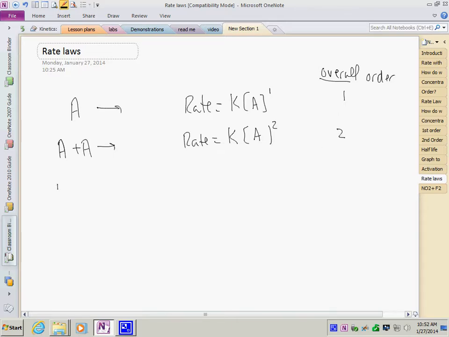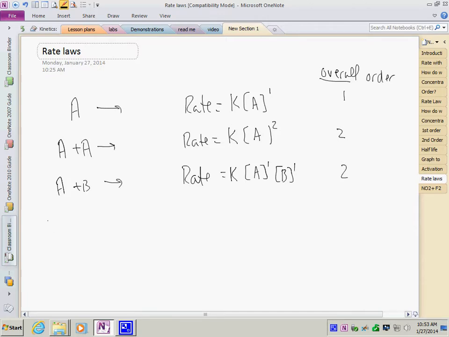I could take A and slam it into B. Right. Again, if I double the concentration of A, my rate doubles. If I double the concentration of B, my rate doubles. So rate equals k, and then it'd be concentration of A, first order, concentration of B, first order, and overall second order. These are all very common types of chemical reactions.